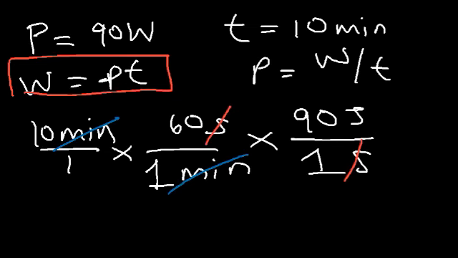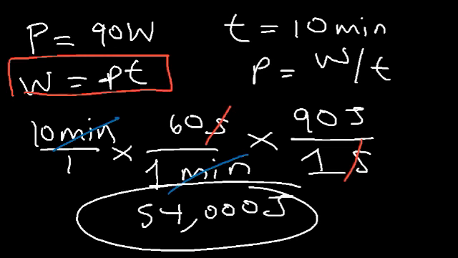60 times 90. What is the value of 60 times 90? We know 6 times 9 is 54, and if you add the two zeros, it's 5400. And then times 10, that's 54,000. So 54,000 joules of energy will be transferred in 10 minutes if the battery is delivering 90 watts of power.